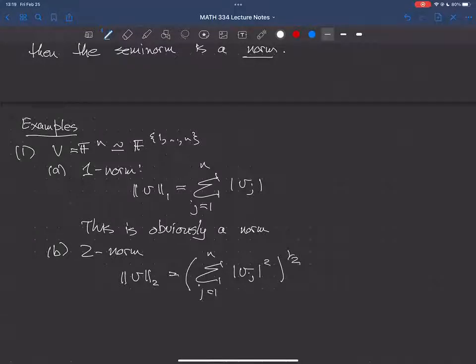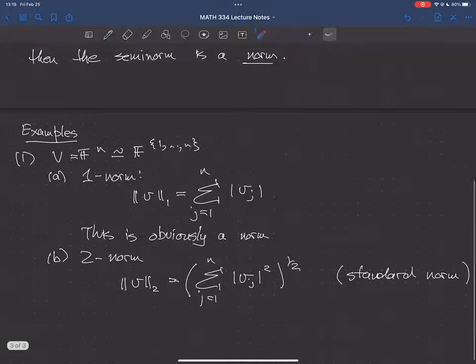All right, so this is kind of the standard norm also. So if somebody says we're going to use the standard norm for Euclidean space, this is the one they're talking about. Or sometimes also just the Euclidean norm. Okay, so is this a norm?